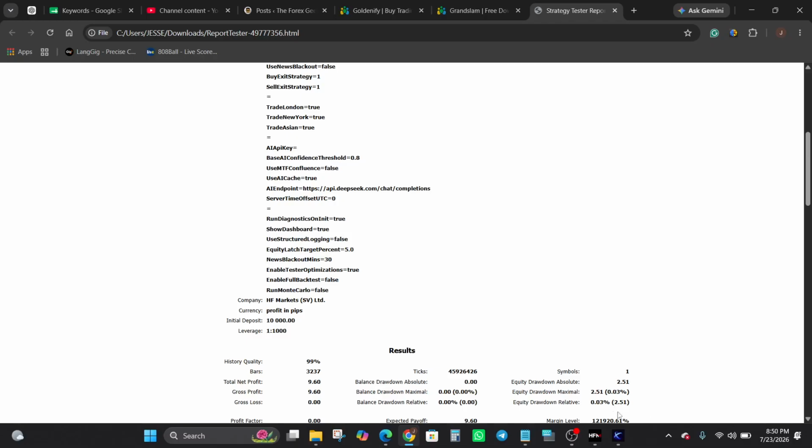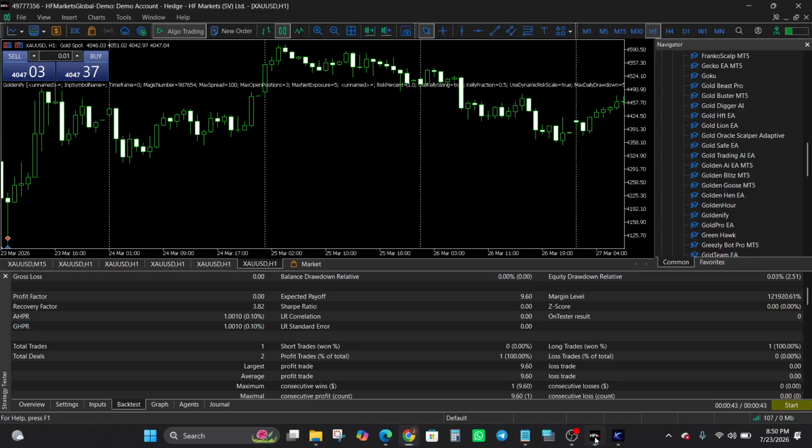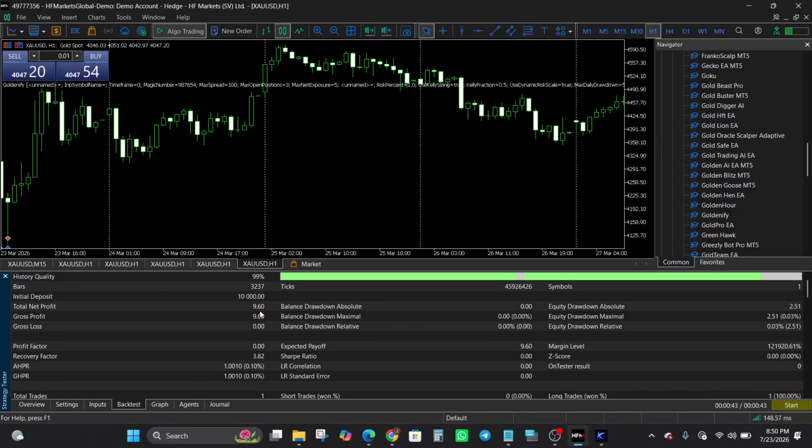So looking at the final numbers from this test run, the total net profit recorded was $9.6 from one trade, with a maximal equity drawdown of 0.03%, giving us $2.51. It's crucial to understand what these historical numbers mean from an analytical standpoint. Rather than representing an extended performance record of the ensemble strategy itself, this backtest simply confirms that the EA's diagnostic and validation routine initialized properly on the broker server.